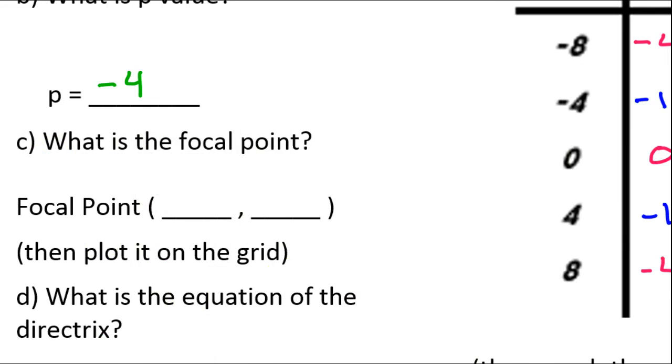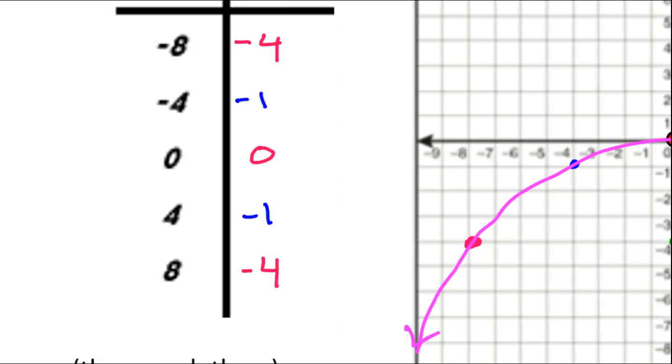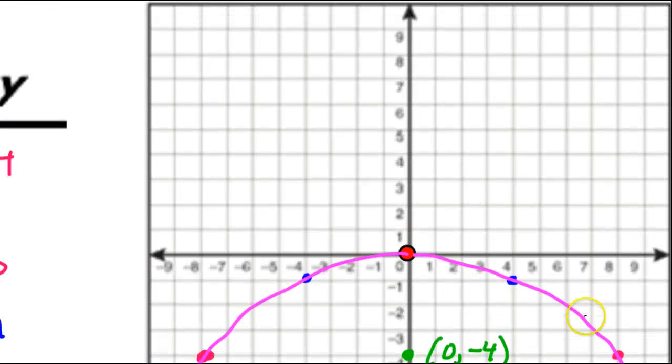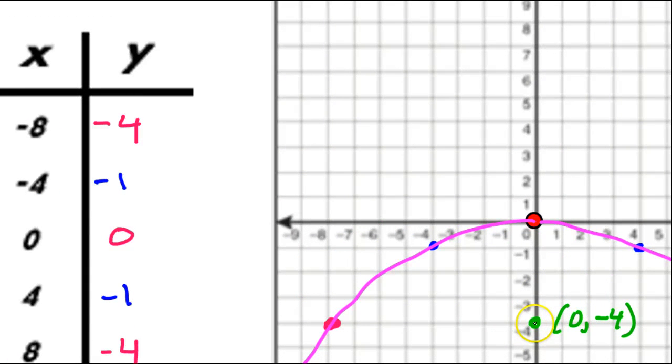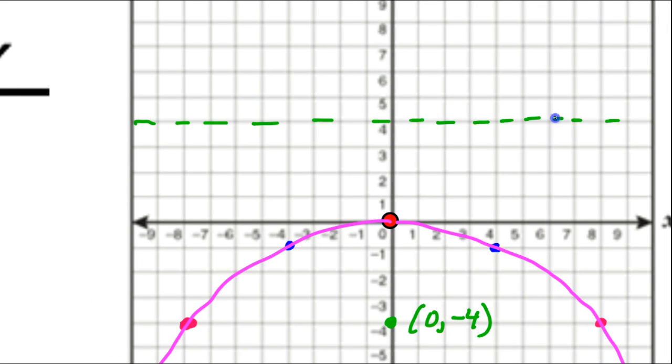And here they're asking for the focal point, or the focus, which was 0, negative 4. And what's the equation of the directrix? Well, the directrix will be the same amount, but in the opposite direction. So this is down 4, so the directrix should be up 4. All right, and that's the equation y equals 4.